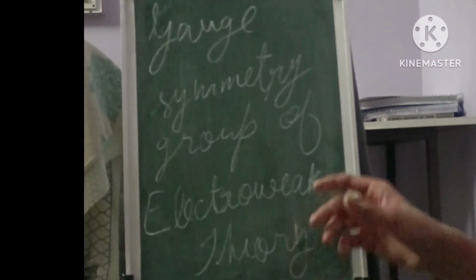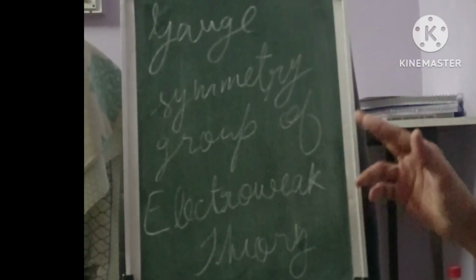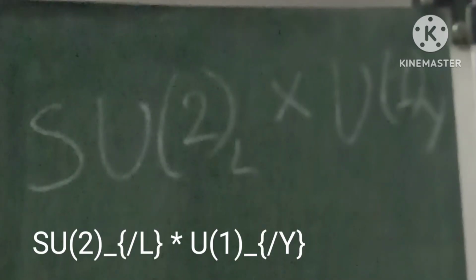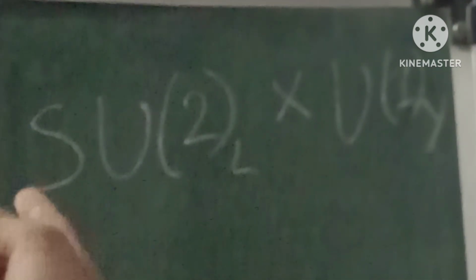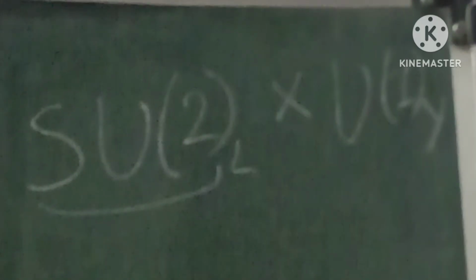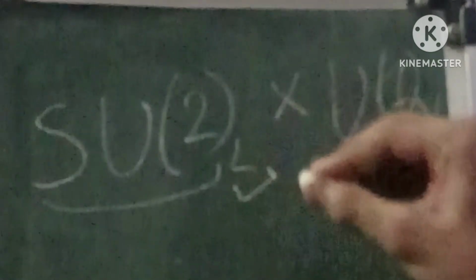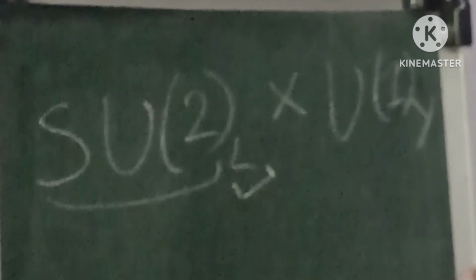Now moving on, we have the gauge symmetry group of electroweak theory. This theory says SU(2)_L × U(1)_Y. First, let's clear this part. SU(2) is a mathematical group describing certain rotations in two-component complex spaces. In particle physics, the particles are arranged as doublets. What is the meaning of this L? L stands for left-handed.